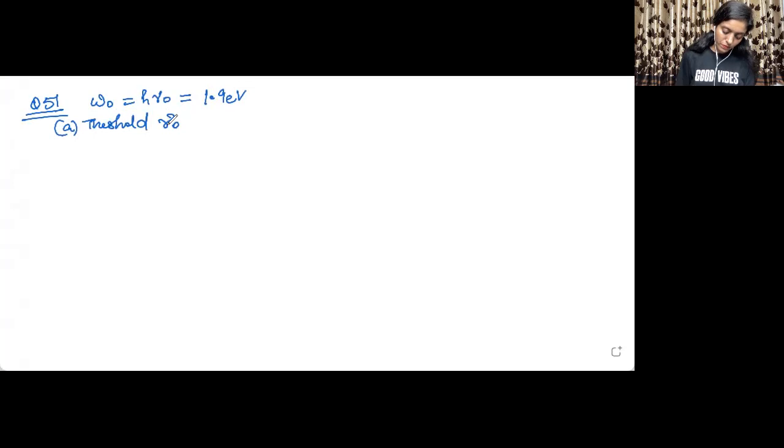that is nu naught. First we need to find out threshold wavelength, that is lambda naught, then threshold frequency. So both we need to find out. Then the next part of the question is, if cesium element is irradiated with wavelength 500 nanometer, calculate the kinetic energy and the velocity of the ejected photoelectron. So the lambda of the light with which the atom is being irradiated has been given to be equal to 500 nanometer.